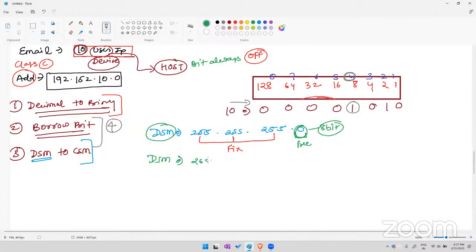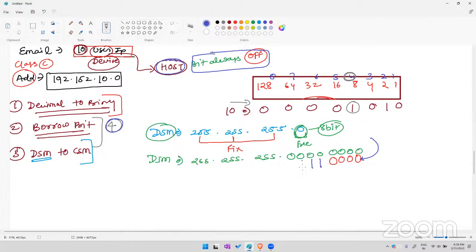So how do we represent this default subnet mask for subnetting? DSM is 255.255.255.000. How many zeros? We put 8, because this octet is free. Now which rule do we follow? The host concept, and bits are always off. How many bits do we need to turn off? The borrow bit is 4. If you are doing the host concept, coming from this side, turn off 4 bits, because borrow is 4 now. So 1, 2, 3, 4. And how many bits remain on? 1, 2, 3, 4. Okay, this is clear now.